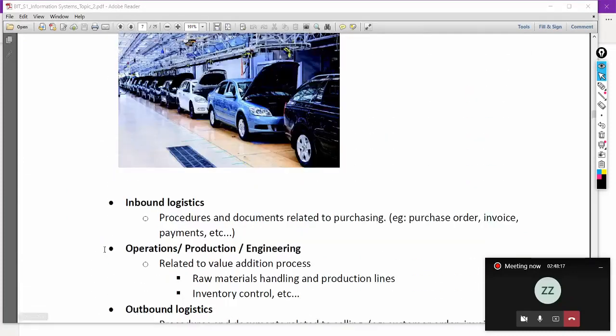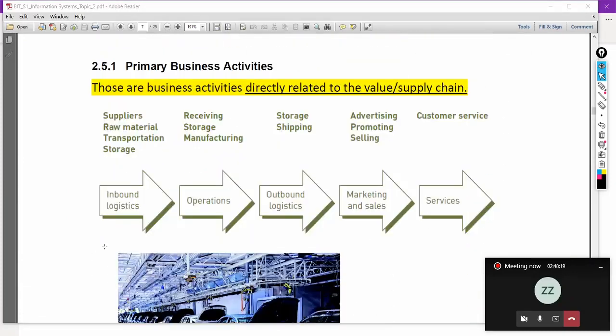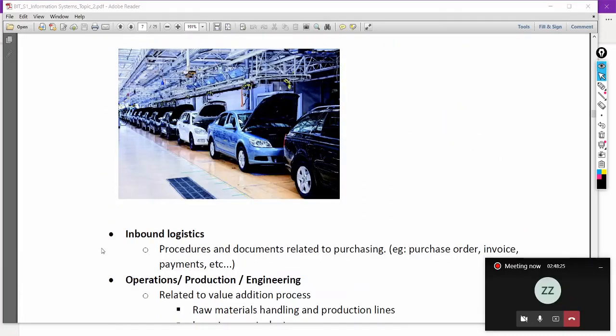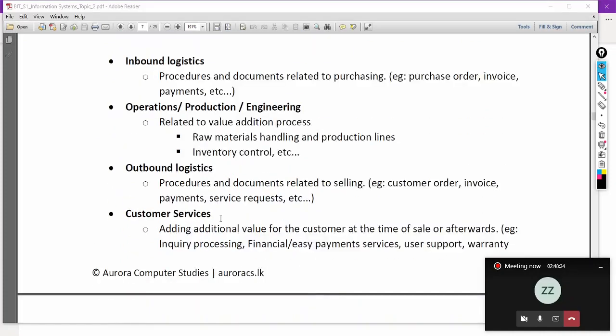So we have the direct or primary business activities directly related to the value chain, and supporting business activities, which are necessary in order to have the business smoothly running. Okay, right, so that is another way.